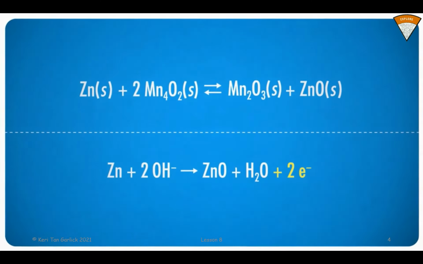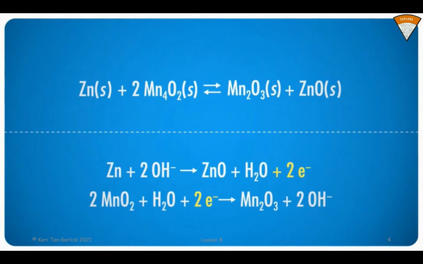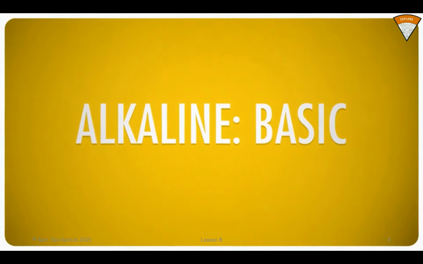When we balance the half reactions, we see that 2 electrons are released during the oxidation of each zinc atom, and 1 electron is consumed by each manganese 4 atom. The water and hydroxide ions, by the way, come from a solution of potassium hydroxide, which is a basic or alkaline compound, which is why we call these things alkaline batteries.